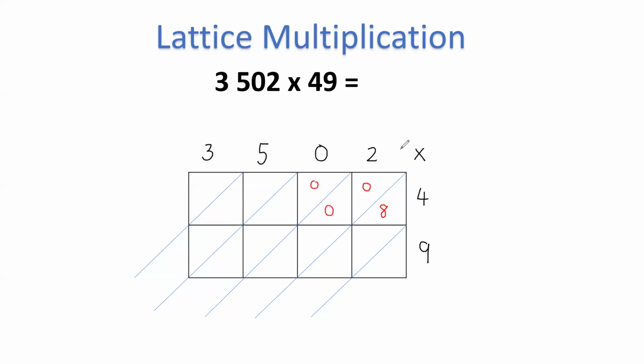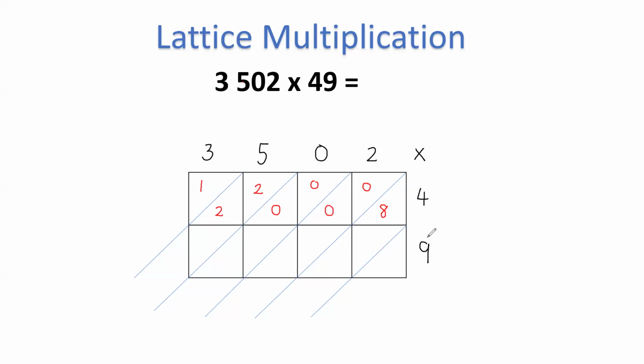Next step, 5 multiplied by 4 is going in this block. The answer would be 20, so it would be 2 and 0. And then the last step would be 3 multiplied by 4. So 3 multiplied by 4, that answer would be 12. How do I write 12? It would be 1 and 2. So I'm done with the first row. I'm now moving on to the bottom row.